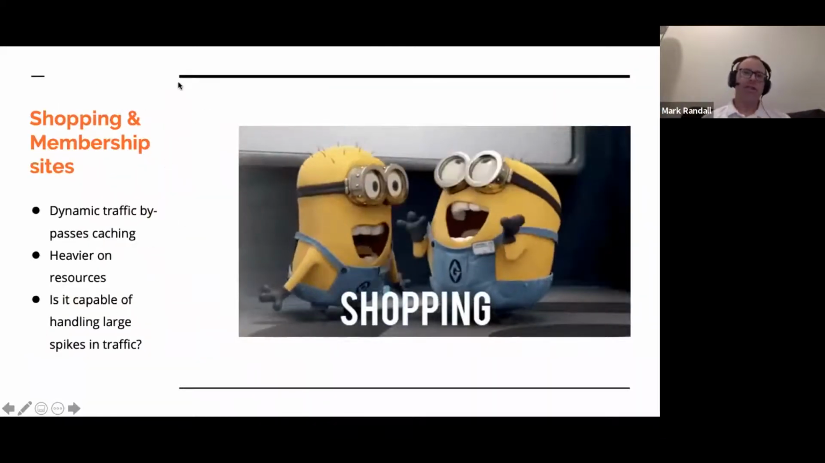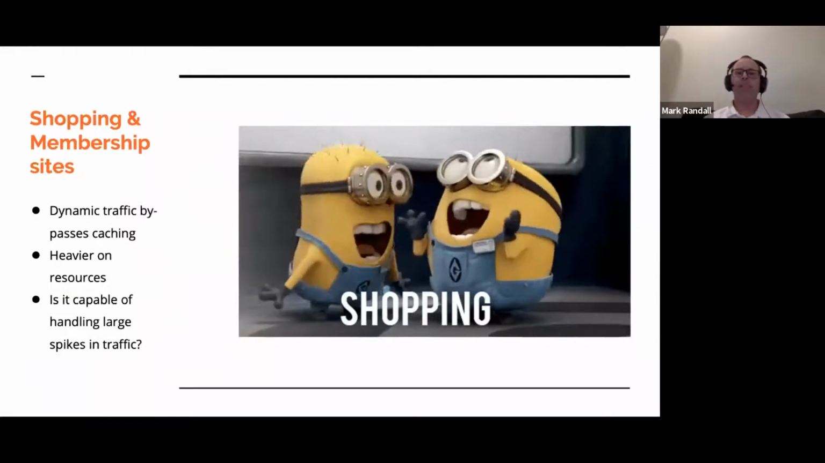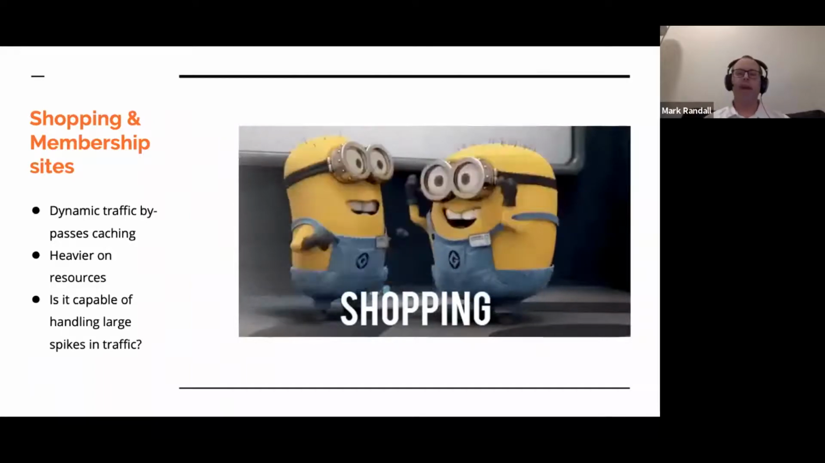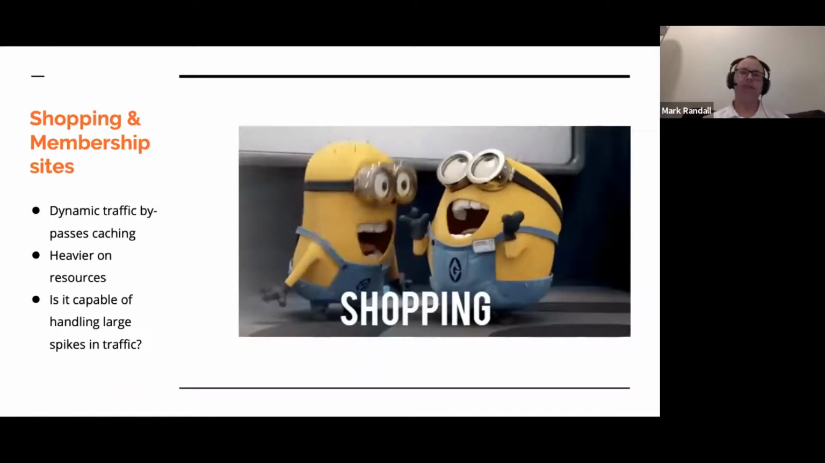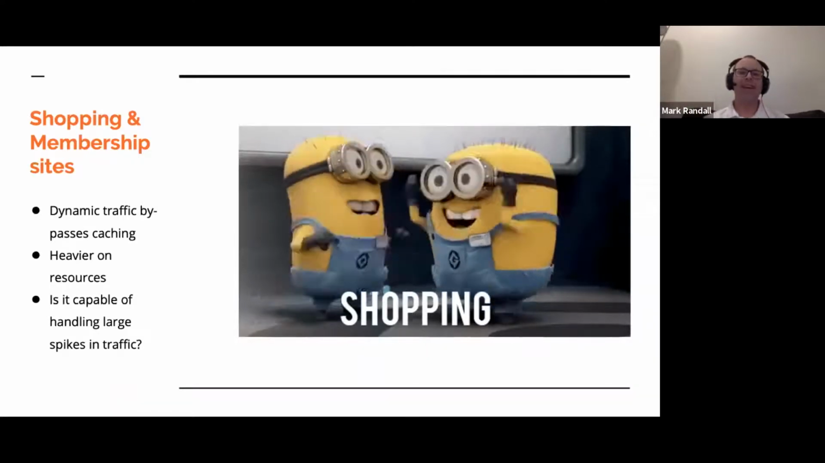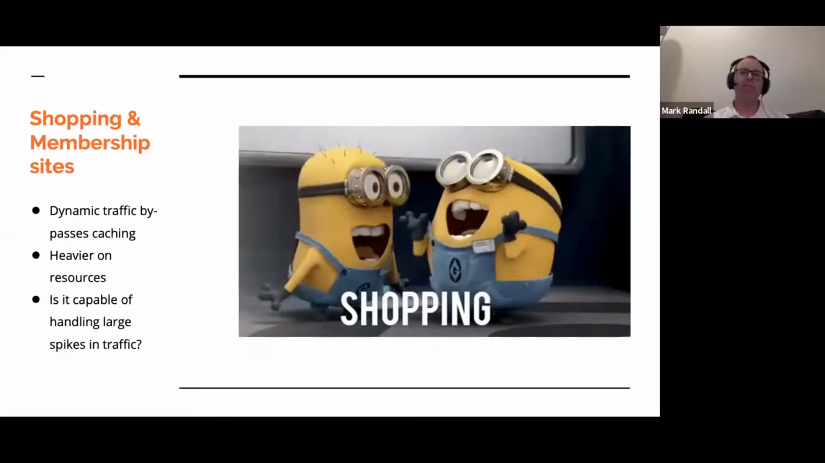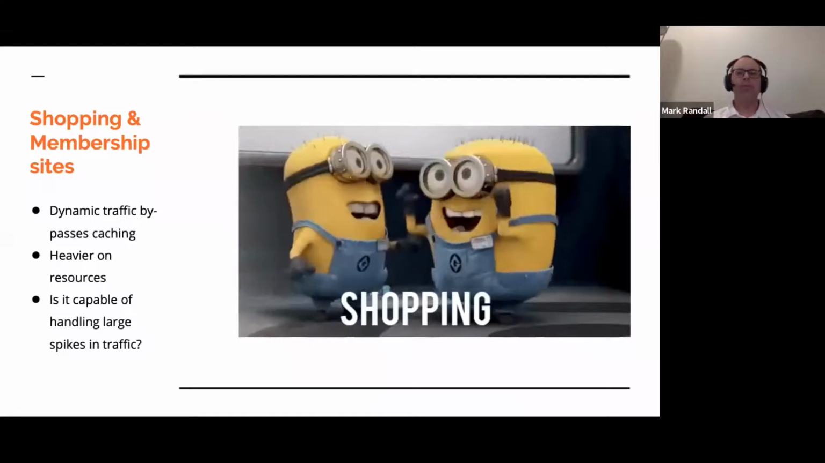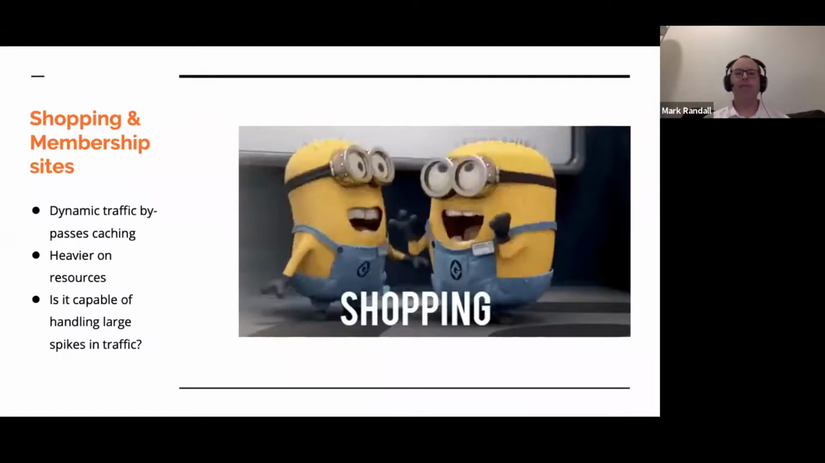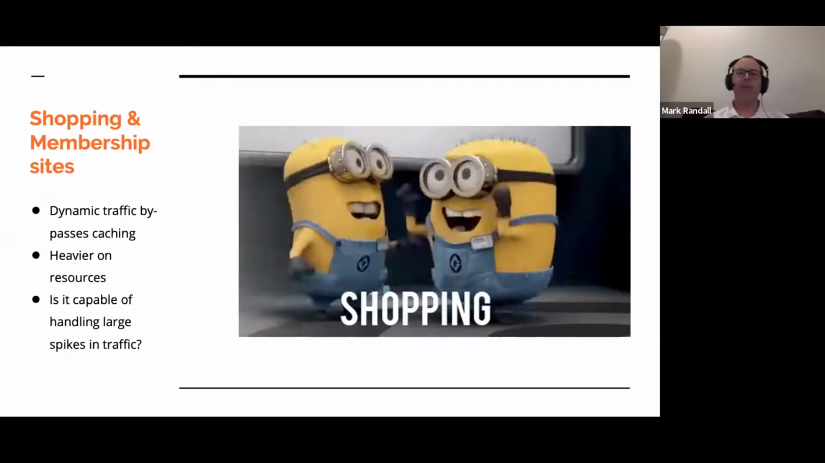As I mentioned, certain types of sites, particularly shopping and membership, bypass caching. Whereas with a brochureware site on our platform, we would typically see 80% of the requests served from our caching layers. So that traffic wouldn't even hit our servers because it's being served from cache before it gets there. With a shopping and membership site, you may only get 20% of that traffic being served from cache, which means 80% is actually hitting the server and the infrastructure.